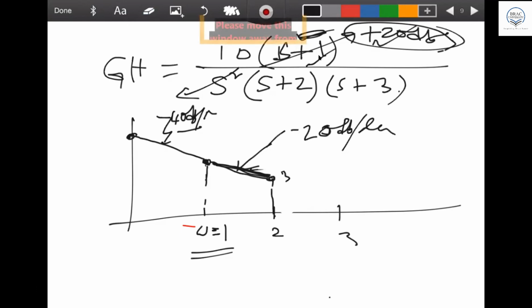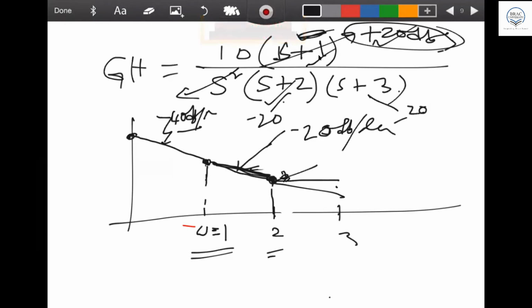After 3, then s plus 2 is coming, because 2 is a pole. It's giving you what? Minus 20 dB. This is giving you another minus 20 dB, right? So from this point to that point, it will go what? Straight down. The 2 is coming from the 0, which is minus 20. So you are adding a minus 20. So it should go what?